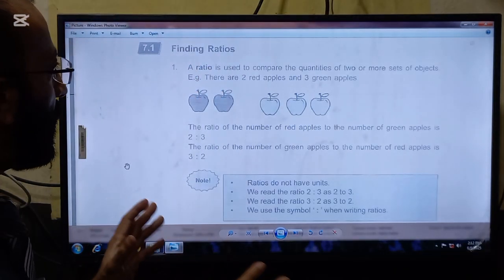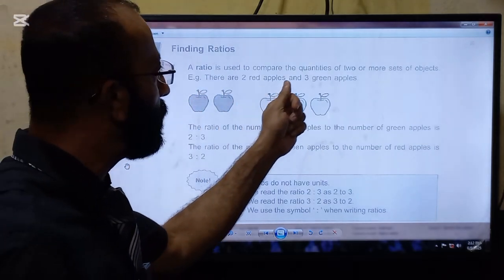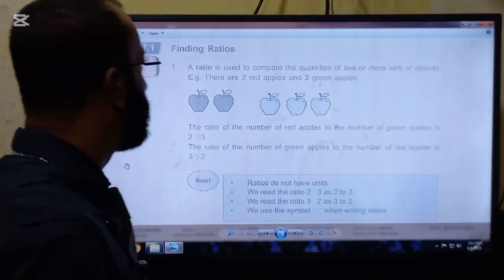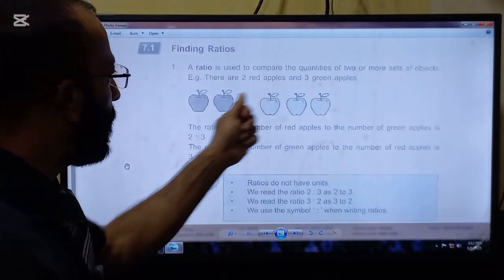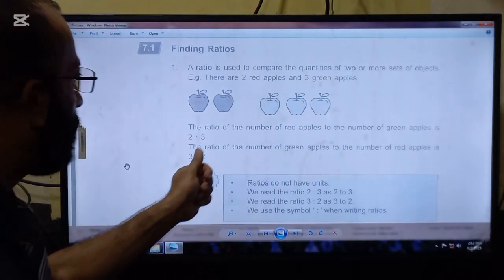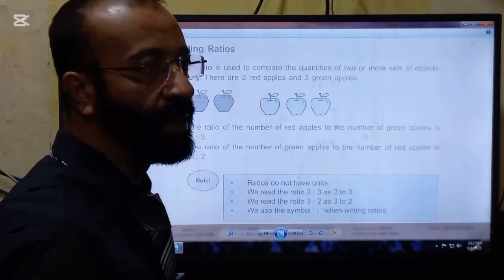So, first, the definition of the ratio. A ratio is used to compare the quantities of two or more sets of objects. An example is here. There are two red apples and three green apples. The ratio of the number of the red apples to the number of the green apples is.